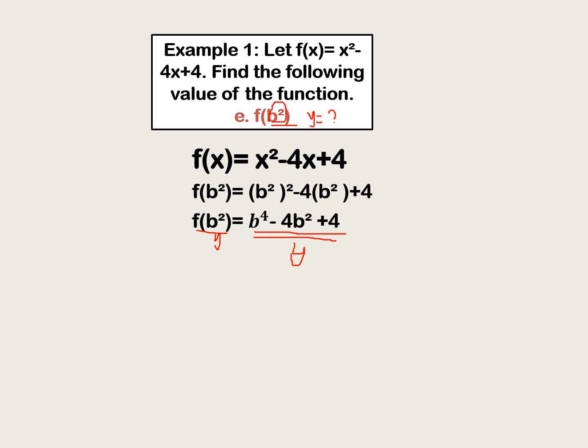So what would be our pair of coordinates or ordered pair? We have here b squared, which is x, and b raised to 4 minus 4b squared plus 4, which is the value of y.